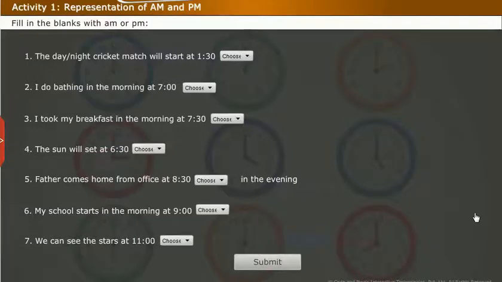Let us do an activity by filling AM or PM after the time. Fill in the blanks with AM or PM.